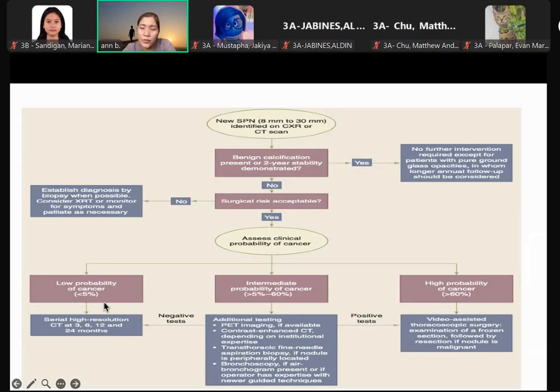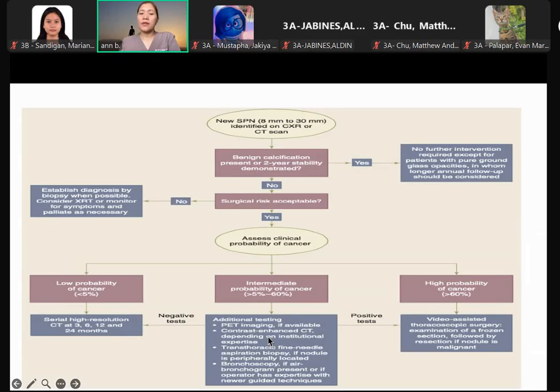So again, ECOG status is important during the assessment. So establish the diagnosis by biopsy when possible. Consider radiotherapy or palliate as necessary if the patient is a poor surgical candidate. Low probability: serial high-resolution CT at 3, 6, 12, and 24 months. So when you assess the character of that nodule, you need to follow up. If low-risk probability of cancer, you need to follow up at 3, 6, 12, and 24 months.